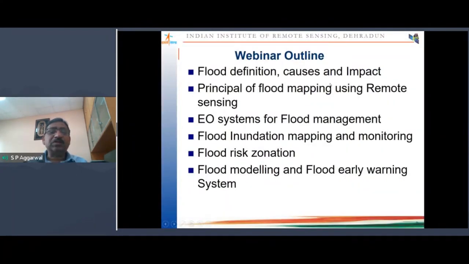So my lecture outline is: what is a flood, what are the causes, and what is the impact of the flood. Basically, when we say hydrological hazard, it is mainly flood. Then the principle of flood mapping using remote sensing. What are the different Earth observation systems for flood management? Flood inundation mapping and monitoring, flood risk zonation, and finally flood modeling and flood early warning system.